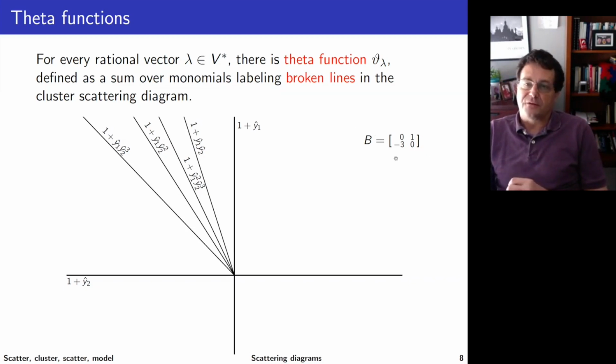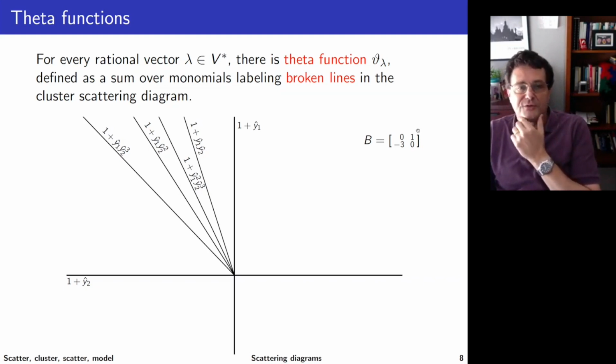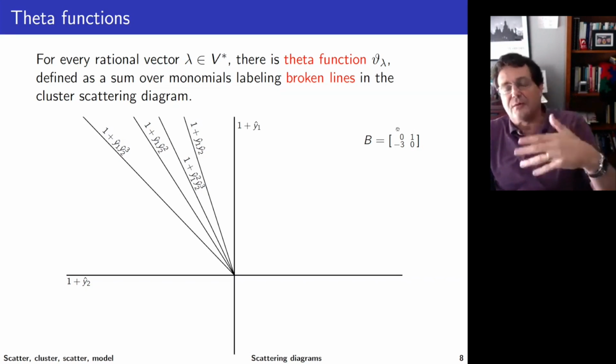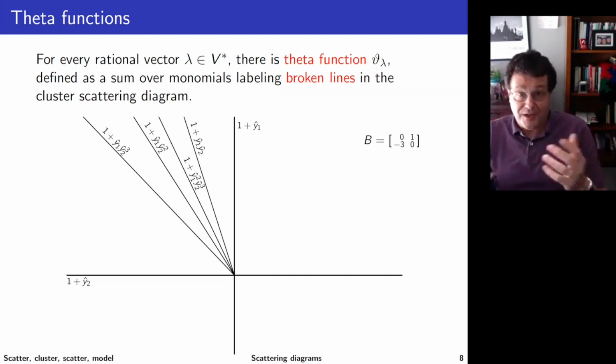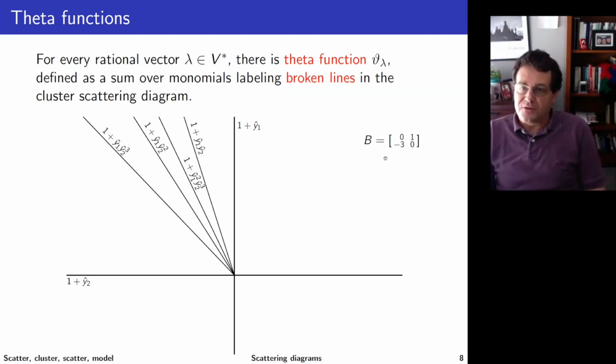So here's our exchange matrix, and I am generalizing a little bit. I said skew-symmetric, but if you're familiar with symmetrizable Cartan matrices in Lie theory, this is a skew-symmetrizable exchange matrix in the same kind of sense of symmetrizable. So we'll take this just to give a slightly more interesting example.